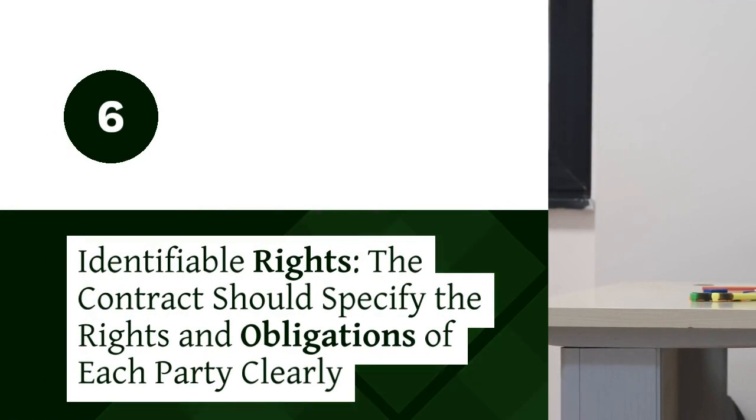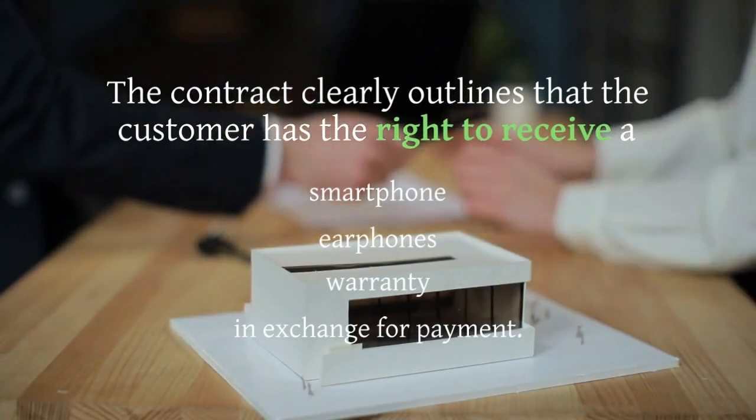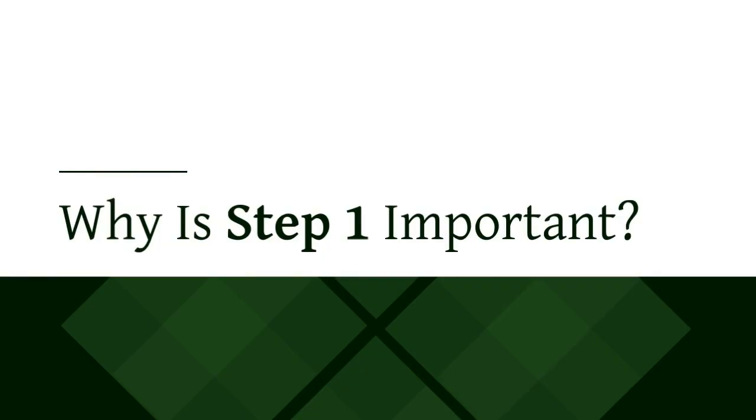6. Identifiable rights. The contract should specify the rights and obligations of each party clearly. If XYZ Electronics cannot identify its rights regarding the promised goods or services, it might not meet this criterion. Example, the contract clearly outlines that the customer has the right to receive a smartphone, earphones, and a warranty in exchange for payment.